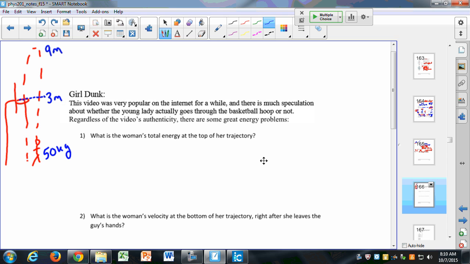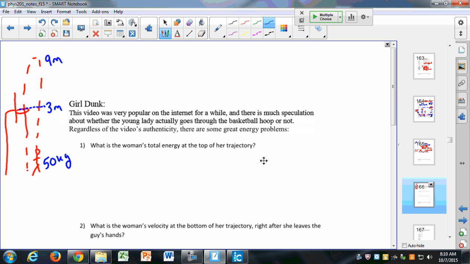So she has a mass of about 50 kilograms. And that's really all we need. In fact, we don't really need to know the mass because as I said, the mass cancels out. But in this first part, I ask what is her total energy at the top of the trajectory. Now, at the top, I only have potential energy. In the middle, I have potential energy plus kinetic energy. And then at the bottom, I only have kinetic energy. So at the top of her trajectory, her total energy would just be potential energy, which is going to be m times g times h.